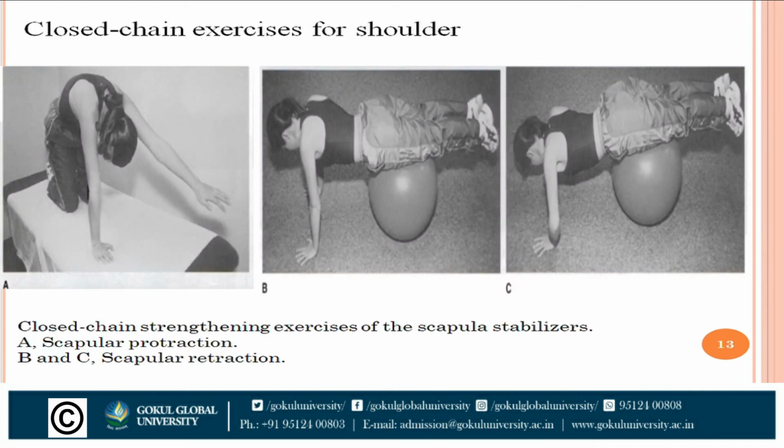Now we have some examples of closed chain exercises for the shoulder. Closed chain strengthening exercises of scapular stabilizers. Picture A, scapular protraction in a closed chain manner, and pictures B and C, scapular retraction in a closed chain manner with balancing the body.